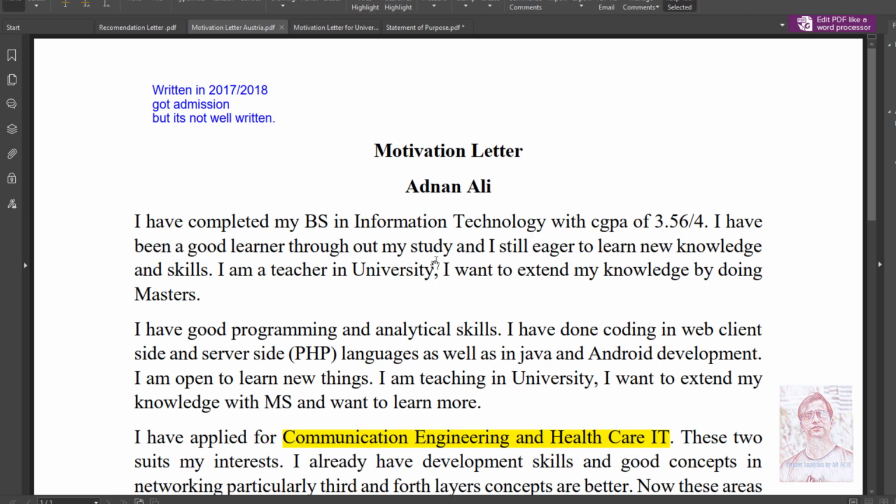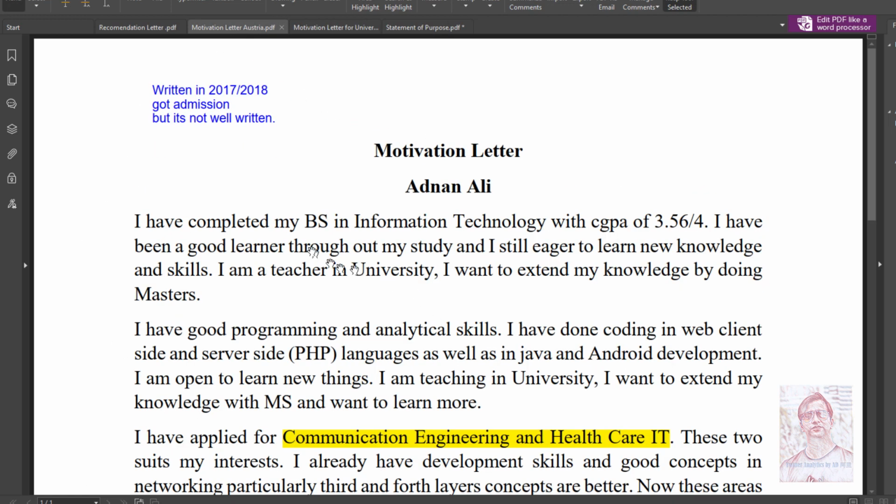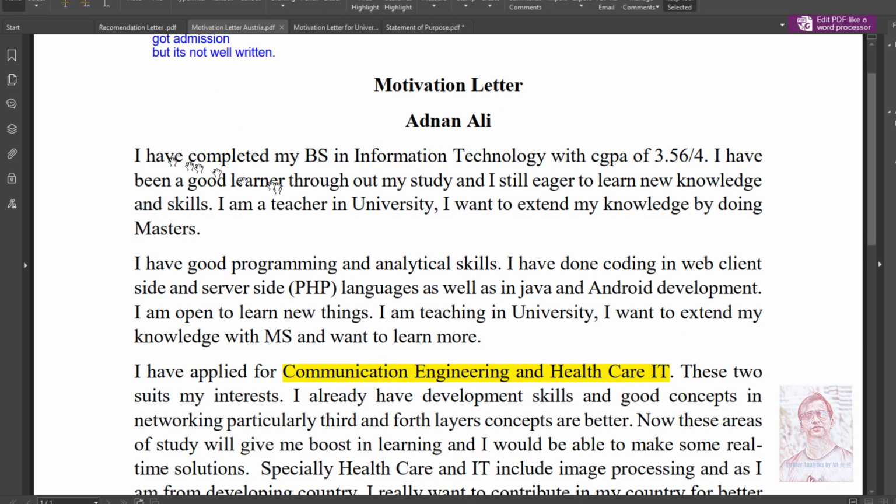So it got me admission but not a scholarship. Now this one is my third one. It got me admission, and I wrote it in 2017 or 18. These two I wrote in 18 or 19. You can see the improvement when you read this one. This is actually not really bad. So it doesn't have any structure. You can see the mistakes, which I am saying I should have explained a little bit more.